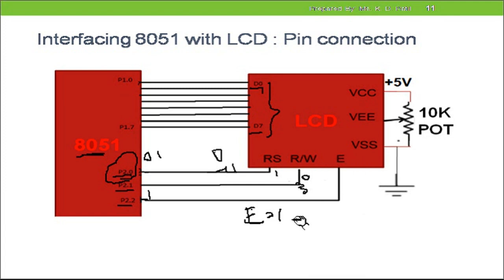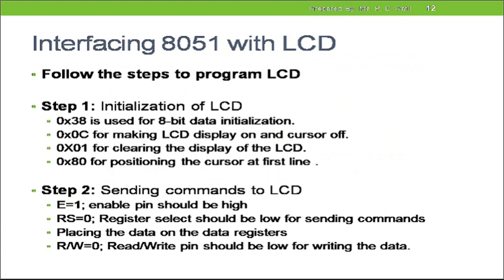After that, whenever the next data or the next instruction has to be sent and latched again, I need to make this pin E equal to 0. To make E equal to 0, I will use the instruction CLR P2.2, and automatically pin E will be 0 to allow the data lines to send another data. Now let us see how to write a program for interfacing 8051 to LCD.